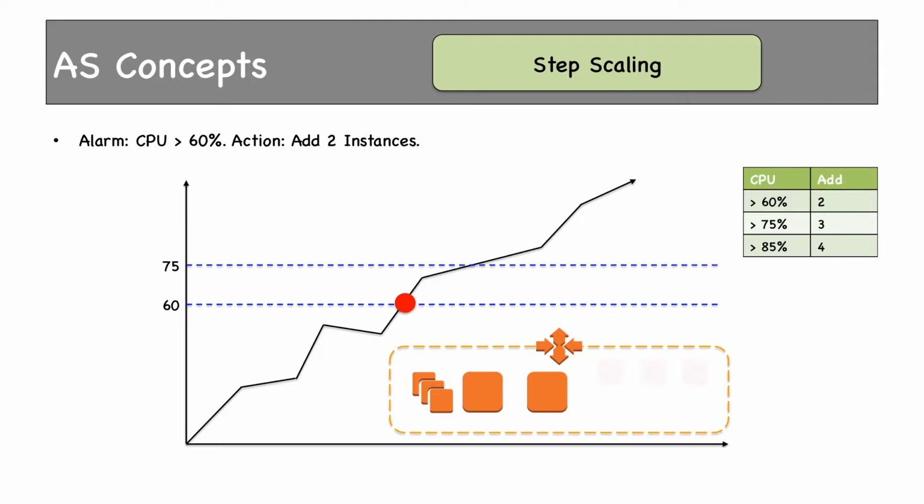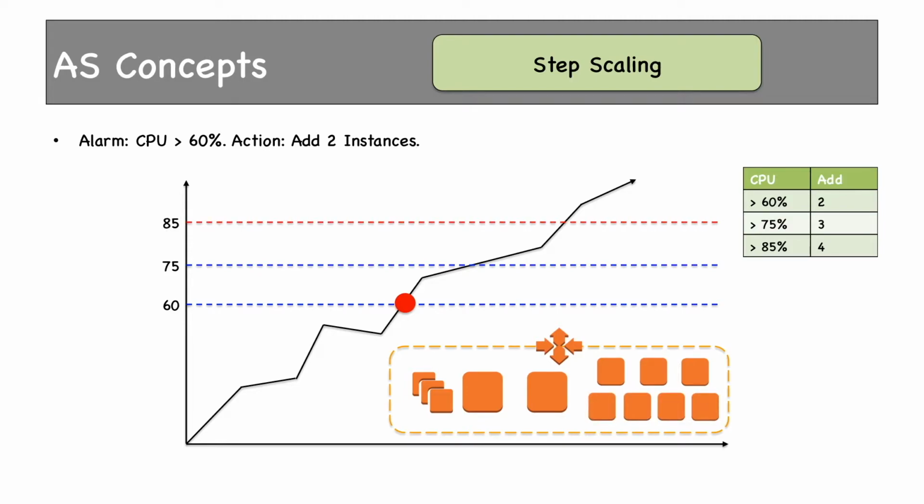So at 75, 3 more instances would be added in the auto scaling group. At 85, it would add 4 more instances. We have a total of 12 instances running now. 3 already were running at the beginning. That is a minimum capacity setup. 2 were added when CPU crossed 60% usage mark. 3 were added when it crossed 75% mark, and 4 were added when CPU usage was over 85%.